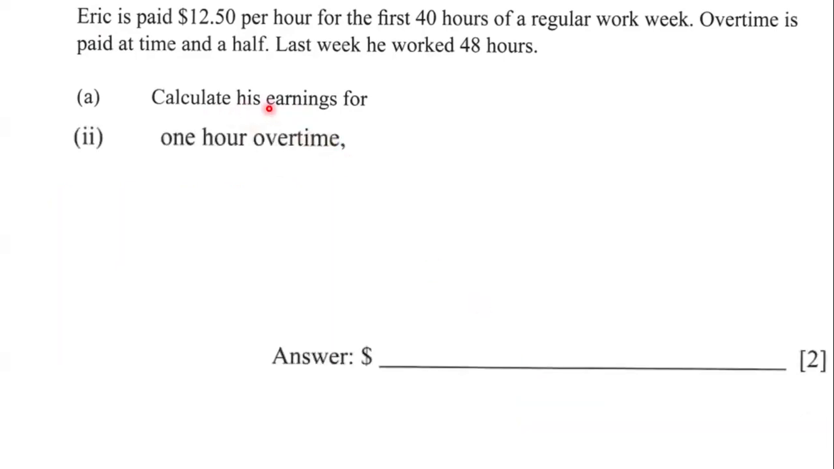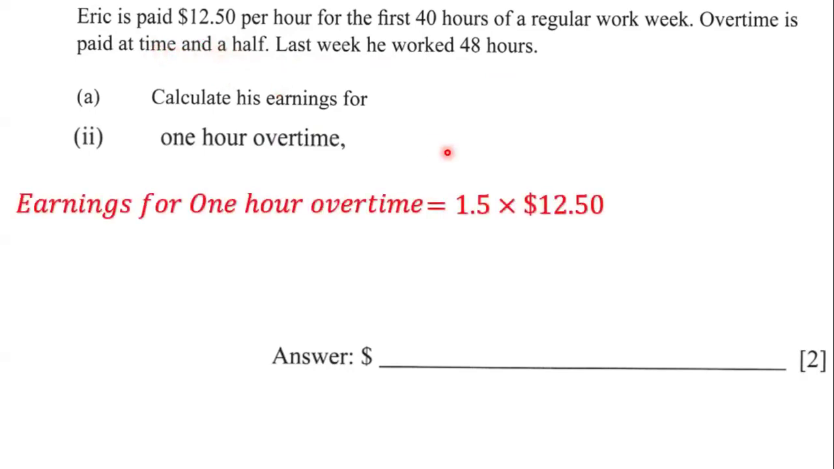Next, the question says, calculate his earnings for 1 hour overtime. Notice that overtime is paid at time and a half. And since they said time and a half, we're going to use 1.5. Now, if they said double time, then we're going to multiply our hourly rate by 2. But because they said time and a half, we're going to use 1.5. And so it's going to be 1.5 multiplied by 12.50, which is the hourly rate. And so 1.5 multiplied by 12.50 is going to give us $18.75. And that's how much he is paid for 1 hour of overtime, $18.75.